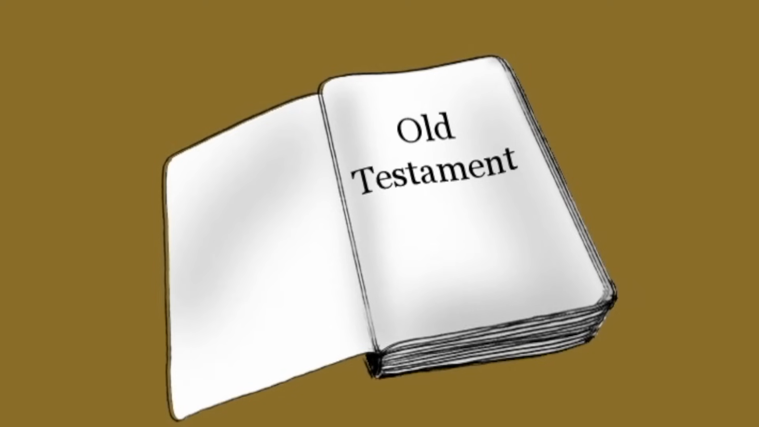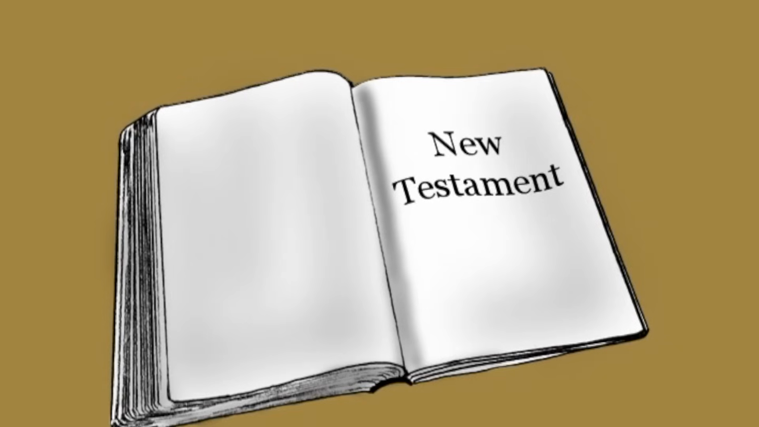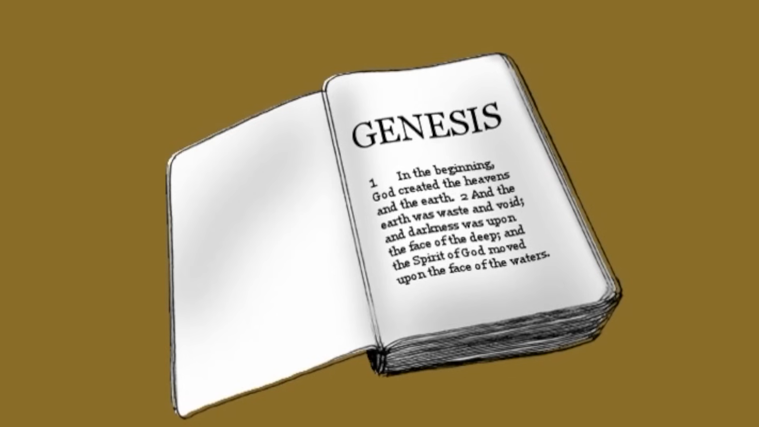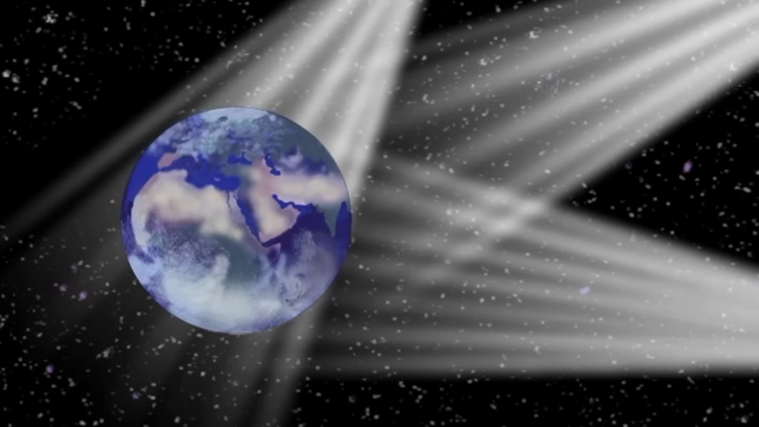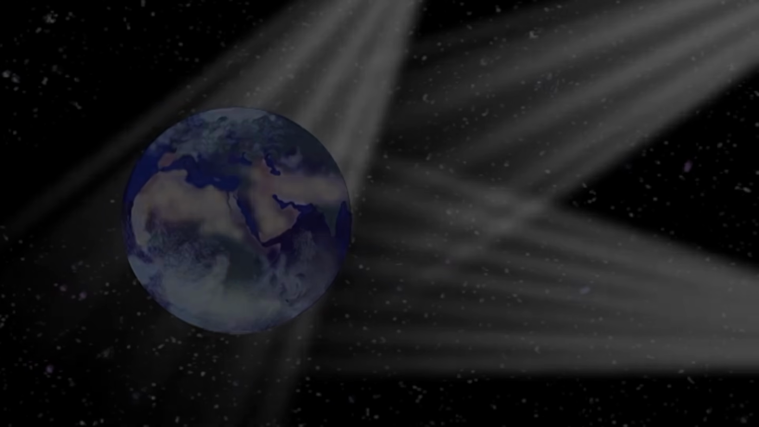The Bible is divided into two parts, the Old Testament and the New Testament. In the Old Testament, the first book is the book of Genesis. Genesis means beginnings. Here, God tells about the ancient times, starting with how He created the world. The creation, Genesis 1 and 2.